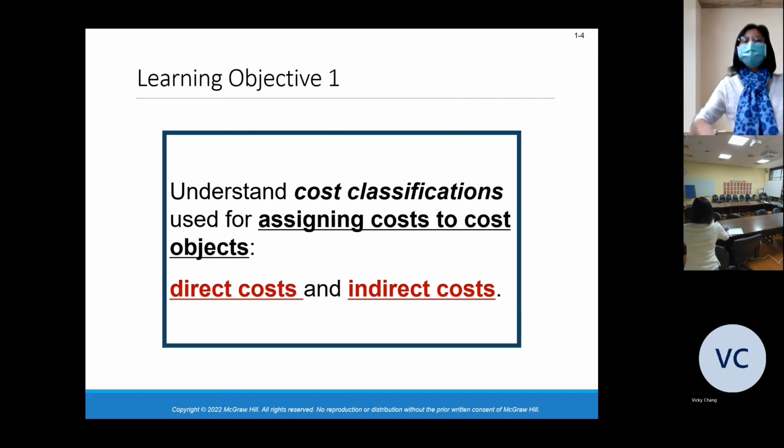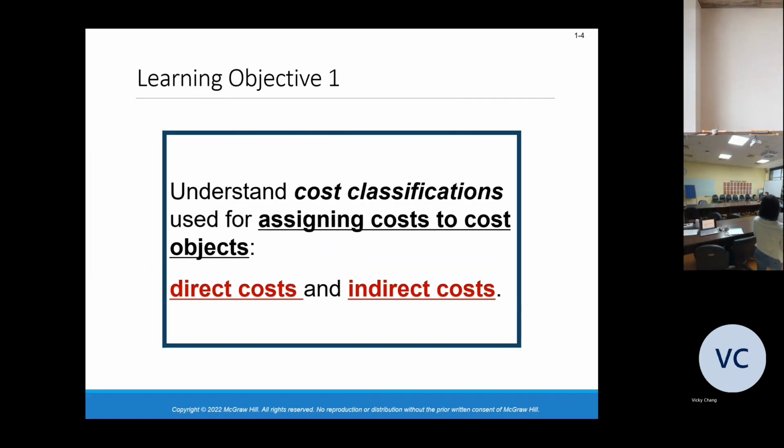Very good. Okay, so the first thing we have to learn is direct costs and indirect costs. Would you like to take out your phone and do some research to answer this question?